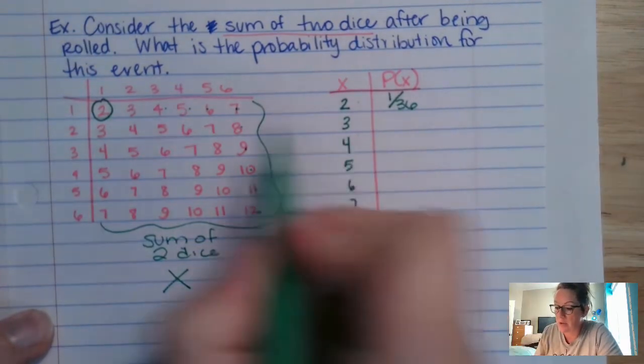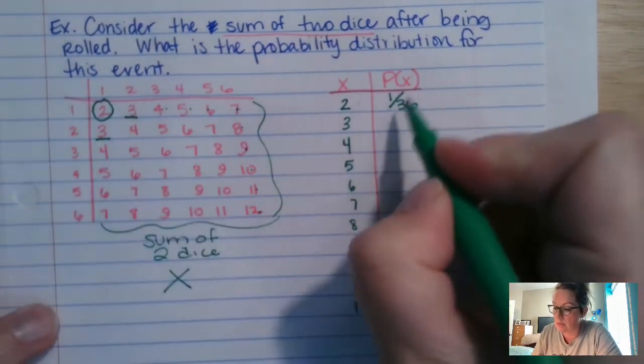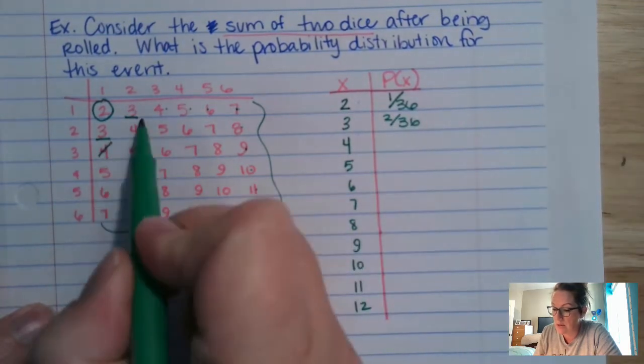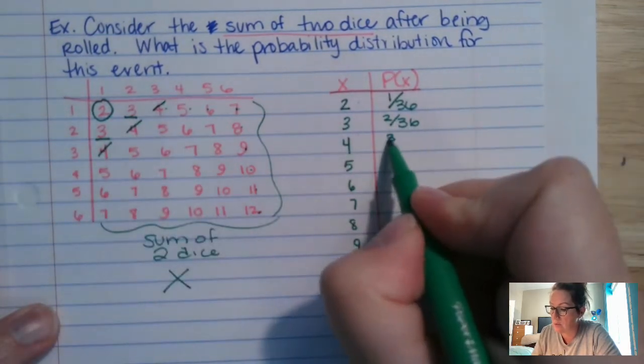All right, well, how many of them are 3? There's 1, there's 2. There's two 3s. And then 4s. 1, 2, 3. Three 4s.